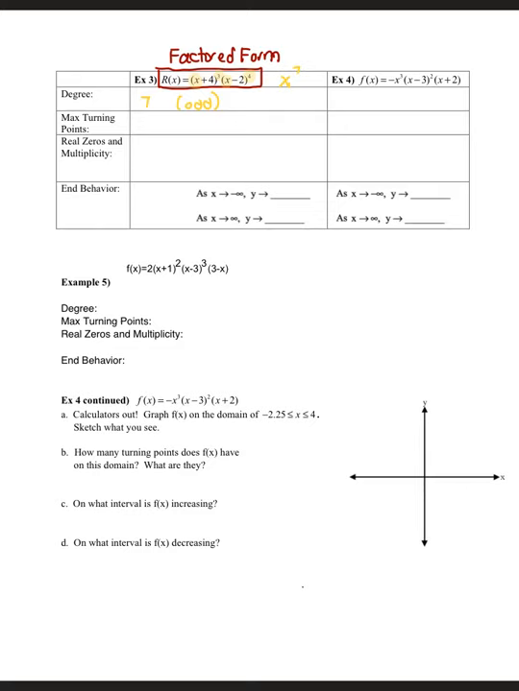Okay, maximum turning points. Remember that the maximum turning points is always 1 less than the degree. So that means the maximum turning points here are 6. It can change directions at most 6 times.